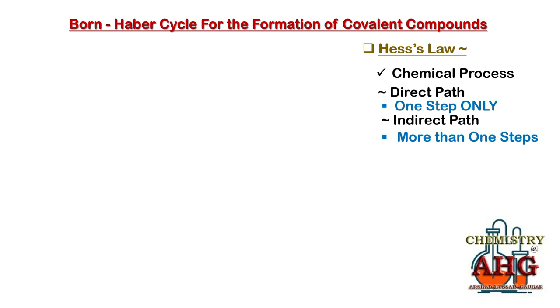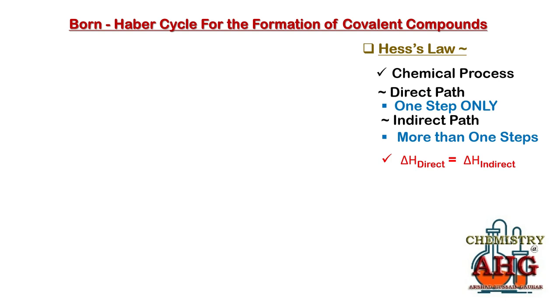Second information, that is even more important than this information, is that whether a reaction is completed using direct path or indirect path, total enthalpy change remains same. What does this mean mathematically? Mathematically we can write down that enthalpy change of direct path is always equal to the enthalpy change of the indirect path. So these are the two pieces of information that we must remember whenever we want to apply Hess's law on some chemical process.